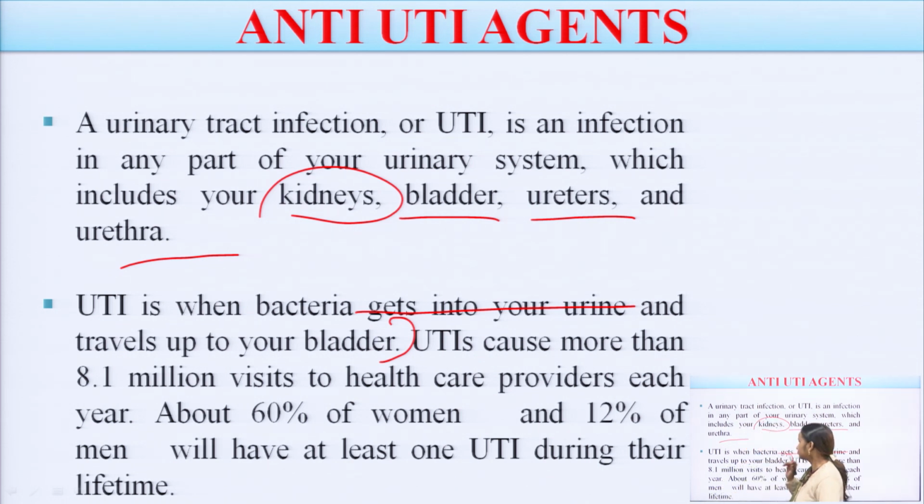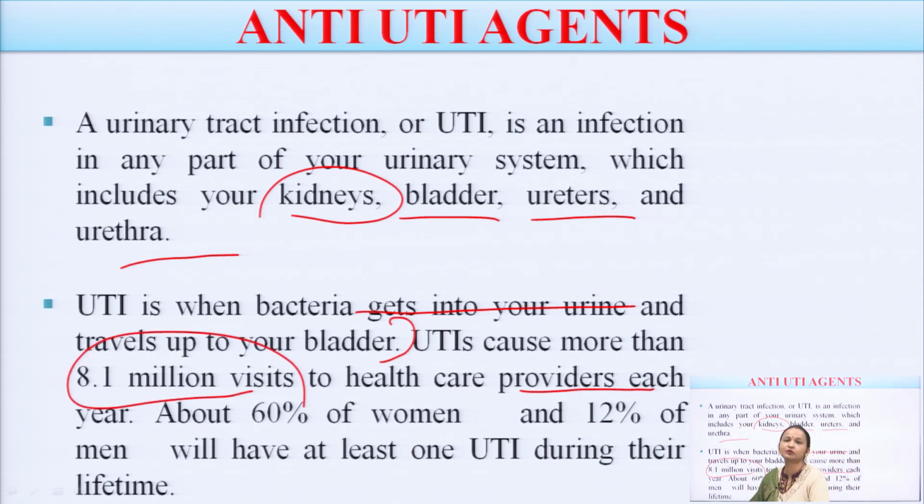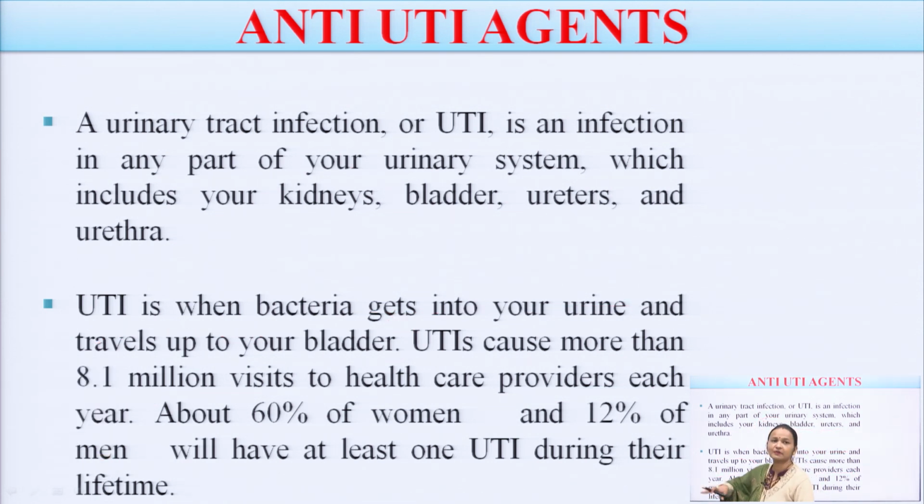That means each year about 8.1 million people are suffering from UTI, among which 60% of women and 12% of men will have at least one UTI during their lifetime. As we have already discussed, in the lifetime, about 60% of women and 12% of men will have at least one urinary tract infection.